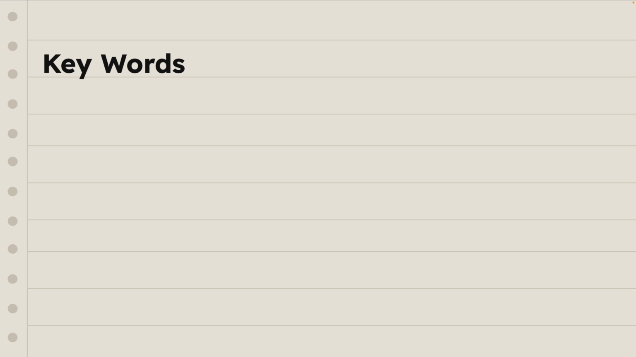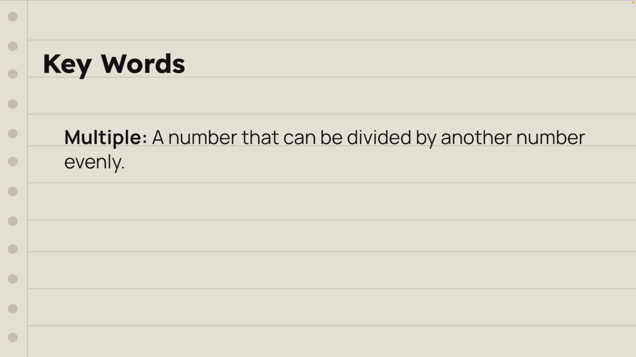So some keywords to take note of is multiple. A multiple is a number that can be divided by another number evenly. So if you think of counting up by 2s, 4s, 5s, those numbers you count up by are all multiples of 2, 4, and 5.